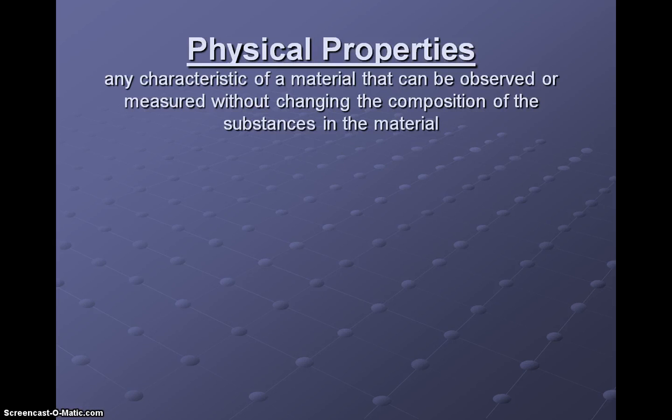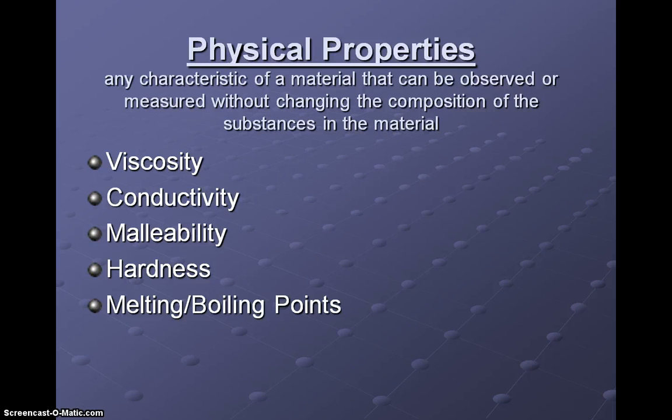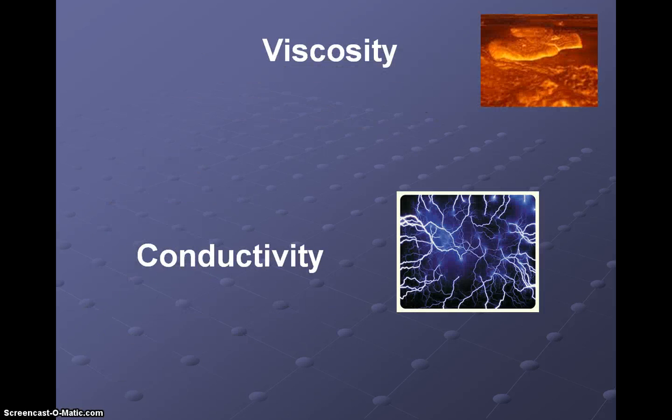A physical property is some characteristic of that material that you can observe or measure without actually changing the composition, or what that material actually is. I'm going to go through a handful of them, but there are a lot more than what is included in this list. So I've got viscosity, conductivity, malleability, hardness, melting/boiling point, specific heat, density. And I'm going to talk about what each one of these is in particular.